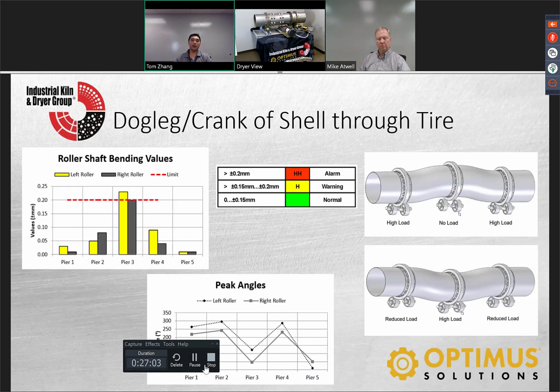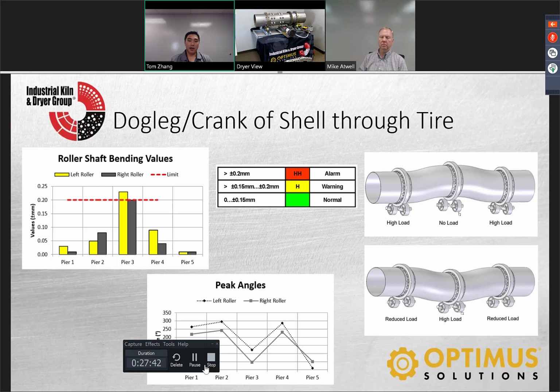Okay, so we arrive at the crank. With the dog leg crank of the shell through the tire, I would like to talk a little bit more about this. When you have an area where it's got a crank, you can see something on the right where it's got a deformation on it. If you see this phenomenon, you'll see it lift off the tire or off the roller, or the roller stops moving.